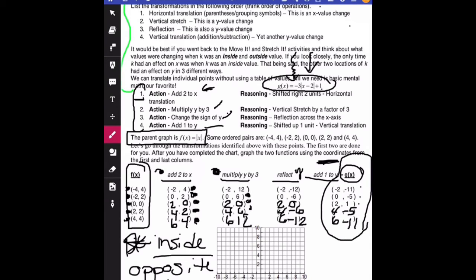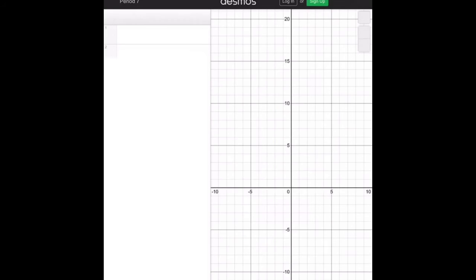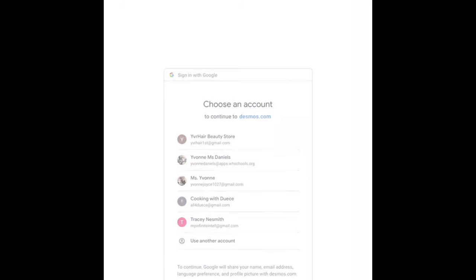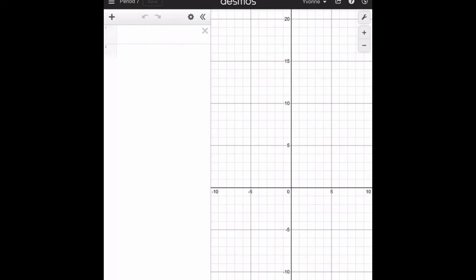We can take and plot these points next to the original f of x points, and you can see the changes in the graph. However, I'm not going to make you plot points or graph them out by hand. We talked about this. Because we're doing online, use your technology. Go to Desmos.com and use Desmos. Log in. Make sure when you log in, you use your school email. This way, it saves to your school account. It's easily accessible to Google Classroom.